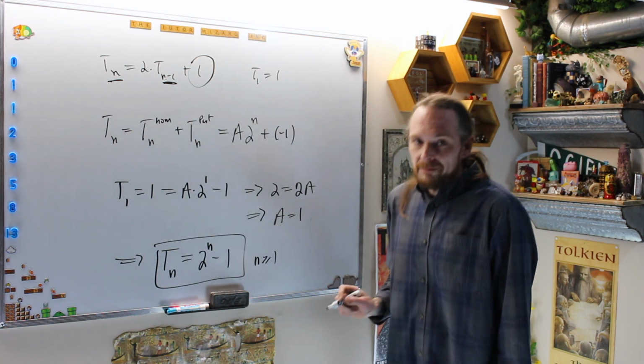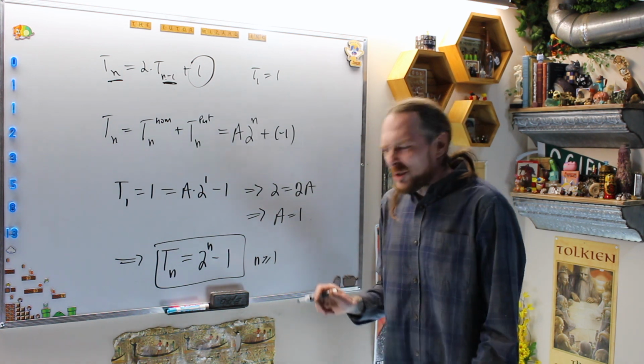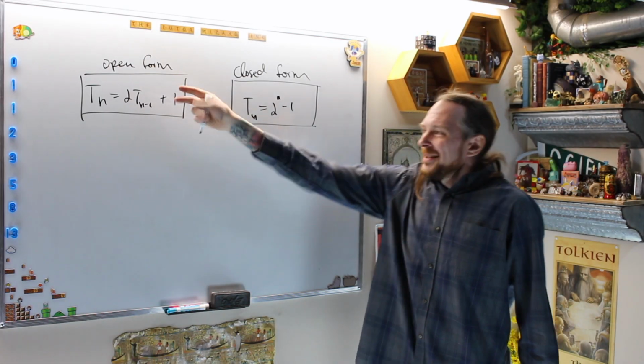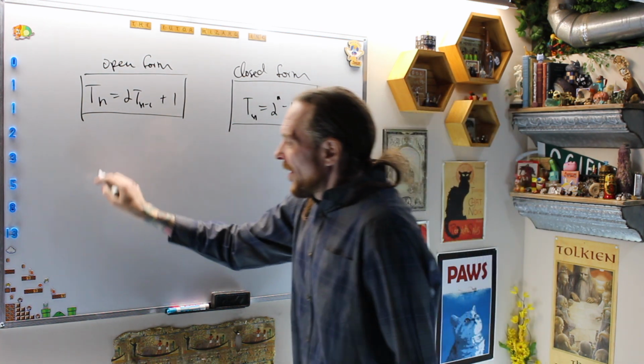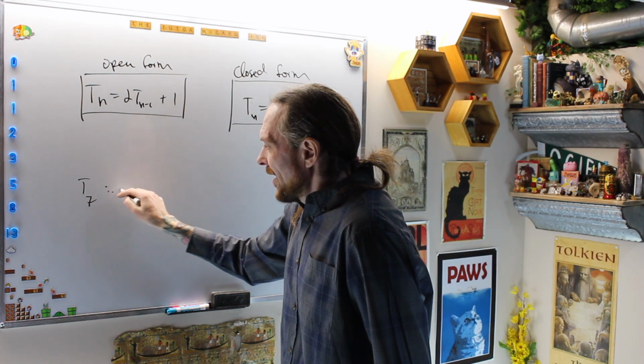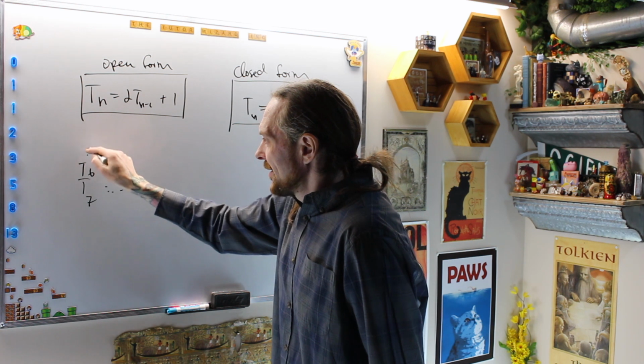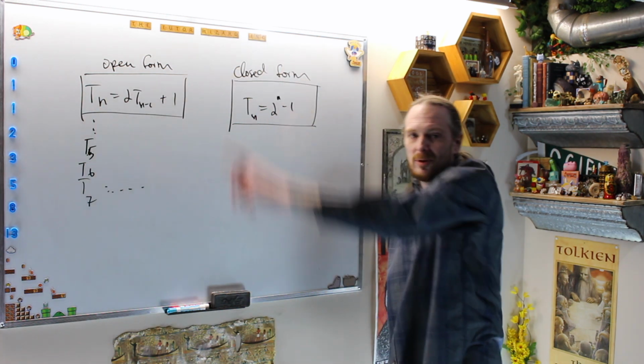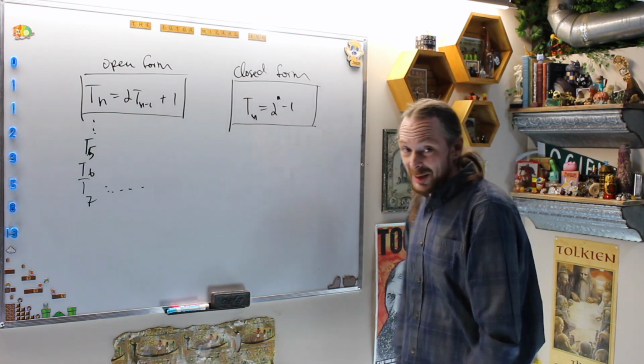Now we have a closed form. Again, what does that do for us? The open form means that every time I want to know what T7 is, I have to compute T6, and then T5, and so on. I don't want to write that out anymore. You saw me do it once, I'm not doing it again.